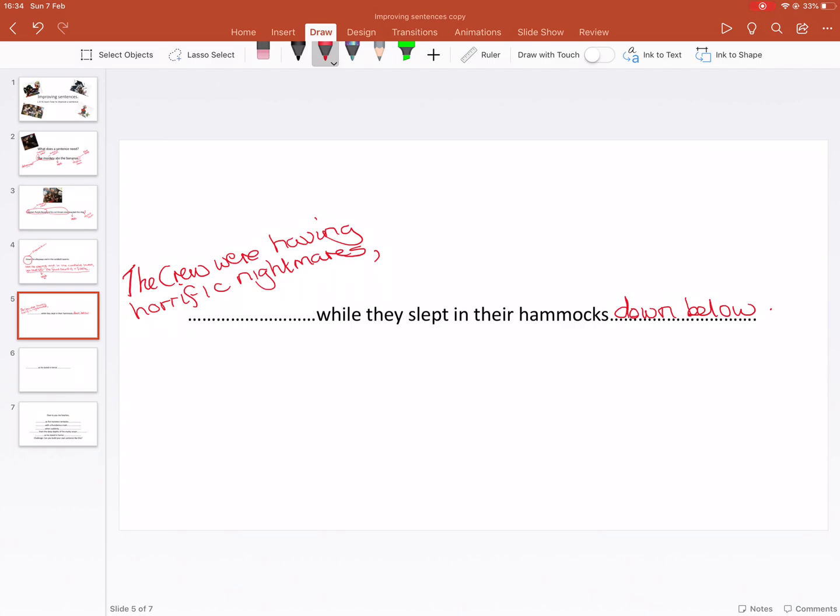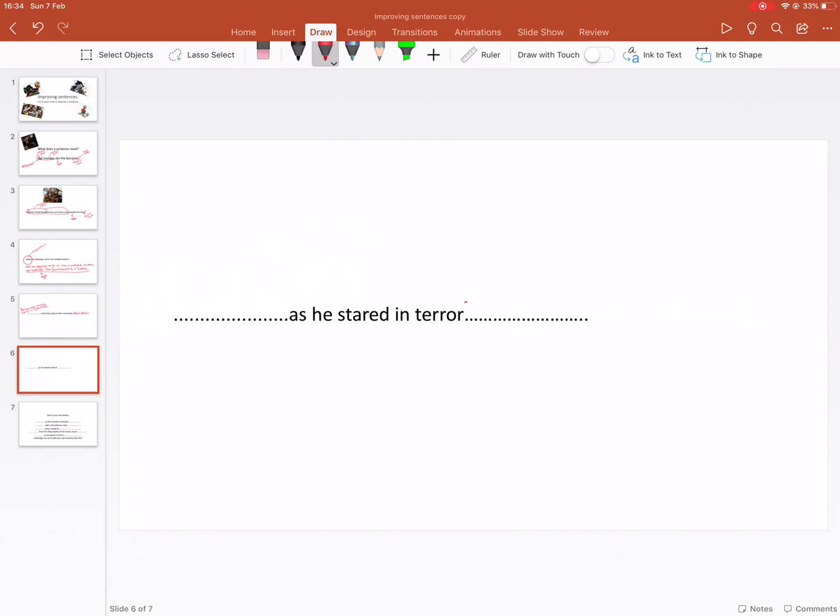Or, down below, while they slept in their hammocks, the crew were having horrific nightmares. You could turn it around. Or while they slept in their hammocks down below, the crew were having horrific nightmares. You turn your sentences round. Which way do they sound better for me? Because sometimes you can read something, you think, oh, it doesn't sound quite right. You turn the sentence around and you think, yeah, that's it. That's what I want. So we've got one down, so we're going to try another one of those.